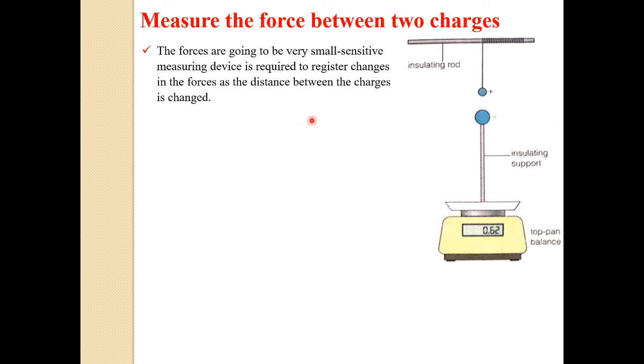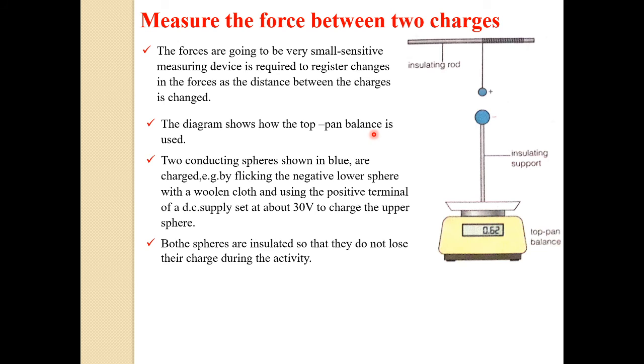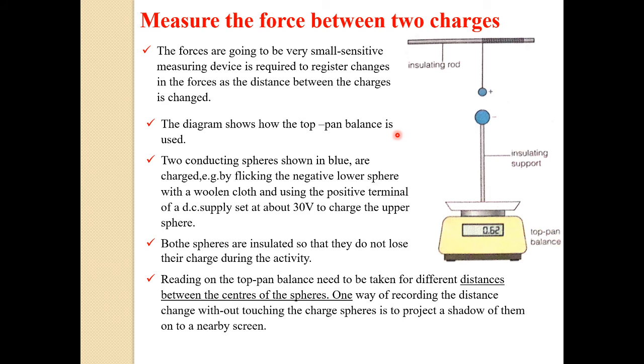I have mentioned this for you to refer to, and I have jotted down the points I have discussed. Here I have mentioned how this is charged by flicking or rubbing with a cloth, and here by connecting it to a positive terminal. We have to maintain the charges throughout the experiment, otherwise variation can occur.